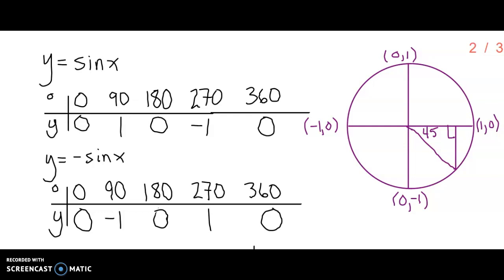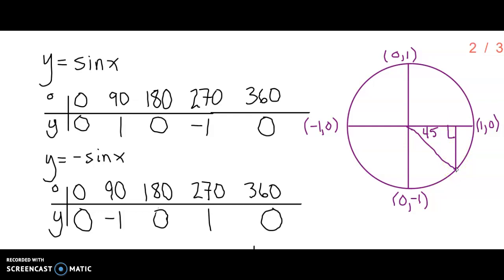If we're trying to find the cosine of 45, then we are finding the adjacent side, and the adjacent side is this one, in this instance. But we're just going to talk about the sine in this video. Okay, so we're trying to find the height. So I just wanted to get that concept down.